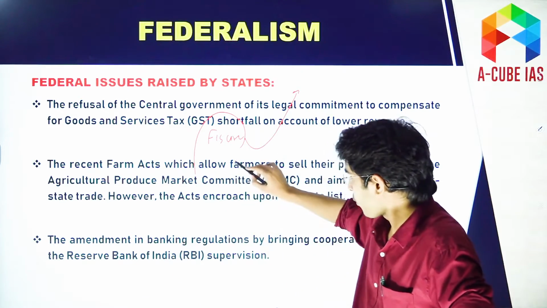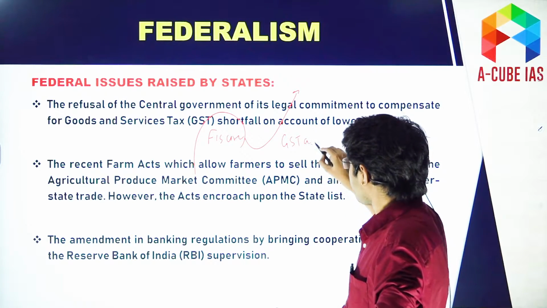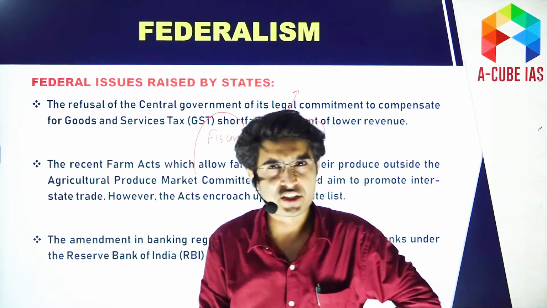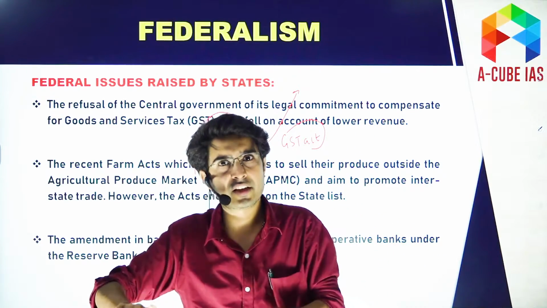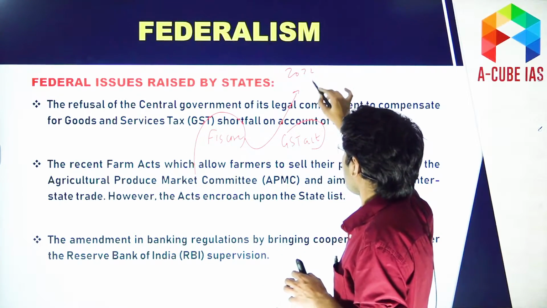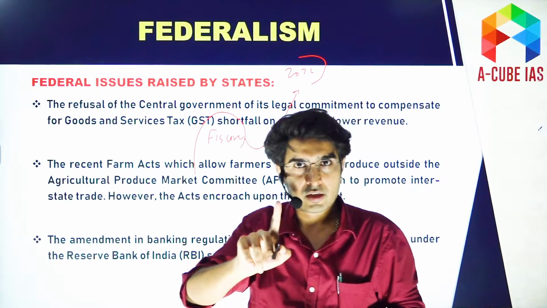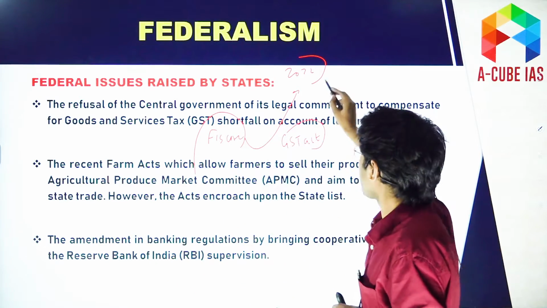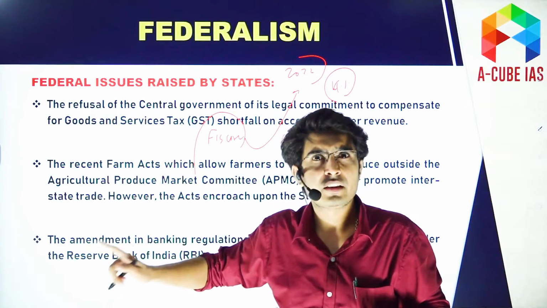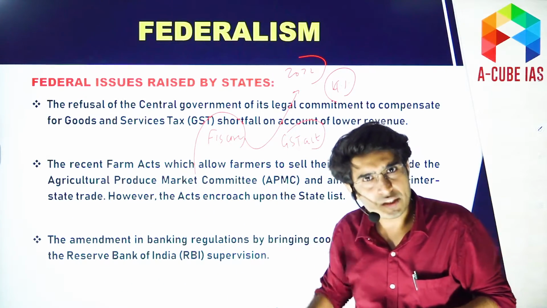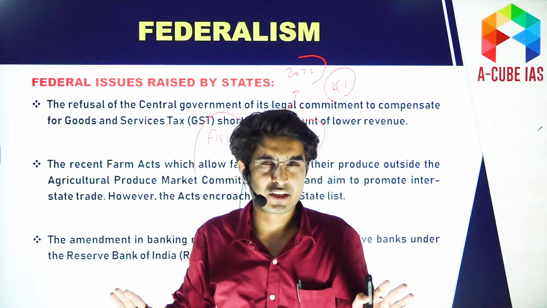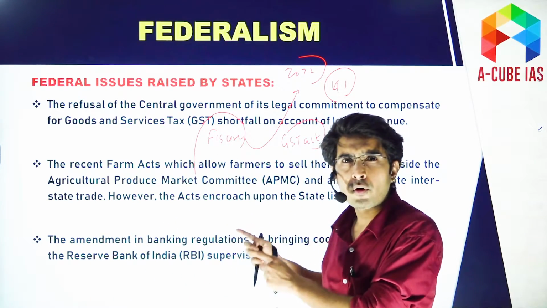Here you must know about the GST Act. This GST Act provided that the central government is legally committed to compensate for GST shortfall. For the next 5 years up to 2022, if there is a shortfall in GST revenue, below 14%, it will be compensated by the central government. But the central government has not done it yet. So this is also a bone of contention.